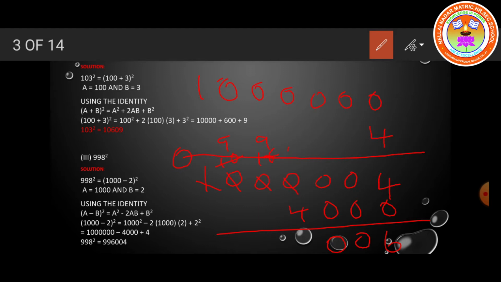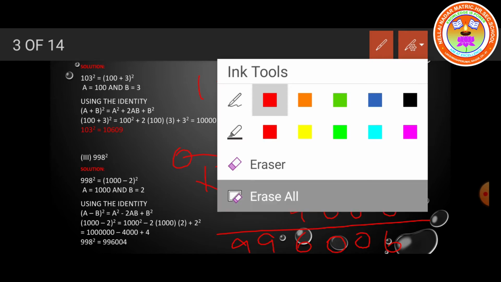Here 10. What is 10 minus 4? 6. Next 9 minus 0, 9. Next 9 minus 0, 9. 0 minus 0, 0. The answer is what? 9 lakhs 96,004. Can you understand all of you? Next we are going to see the next sum.